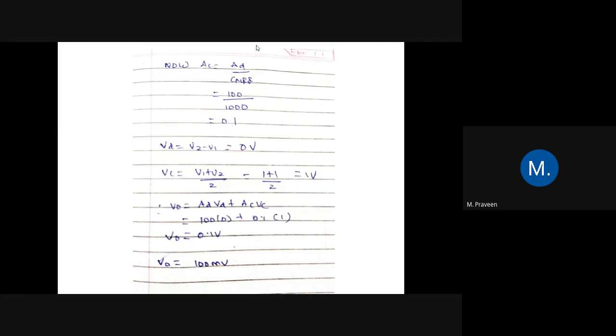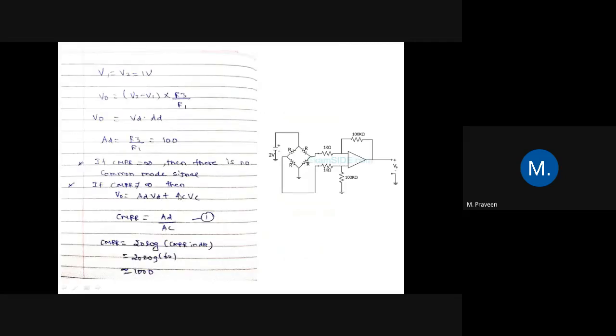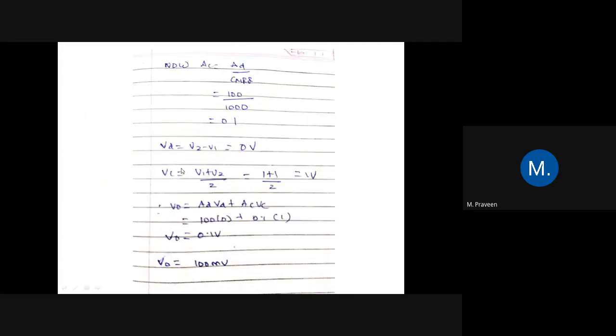Now we know the AC value, AD value, and CMRR value, and the remaining things we have to find are VD and VC. VD is nothing but the difference V1 minus V2. Here both are 1 volt, therefore VD is going to be 0 volt. Next, VC is nothing but V1 plus V2 by 2. V1 value is 1 and V2 value is 1, therefore 1 plus 1 divided by 2, which is equal to 1 volt.